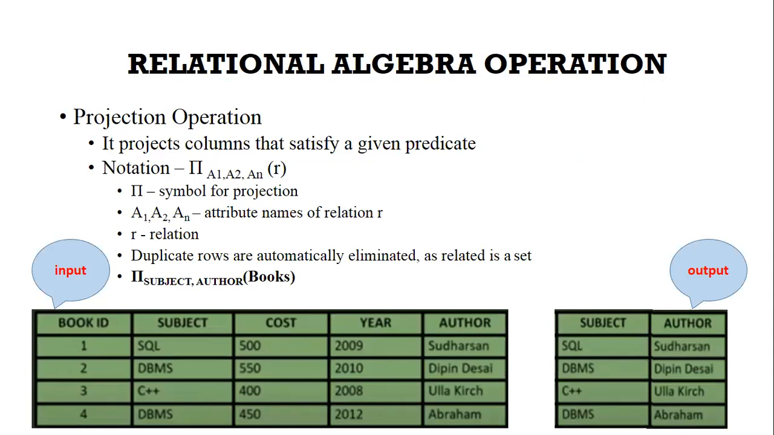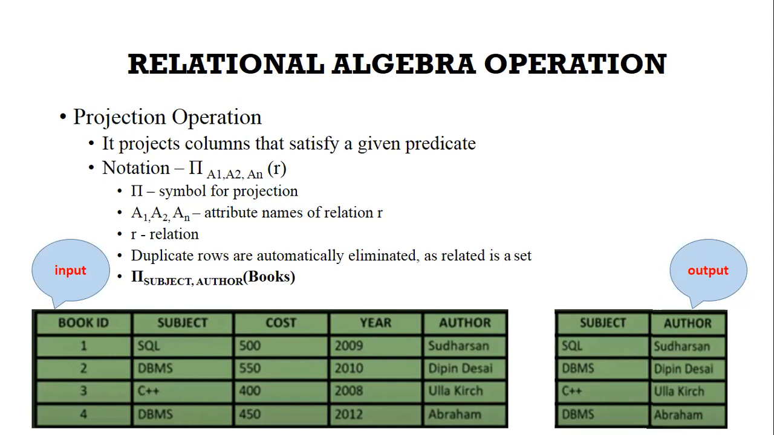The next operation is the projection operation. It projects columns that satisfy a given predicate. The notation for project operation is pi, and in the subscript it is mentioned with A1, A2, up to An. A speaks about attributes and R specifies the relation or table. Here the duplicate rows are automatically eliminated, as a relation is a set.